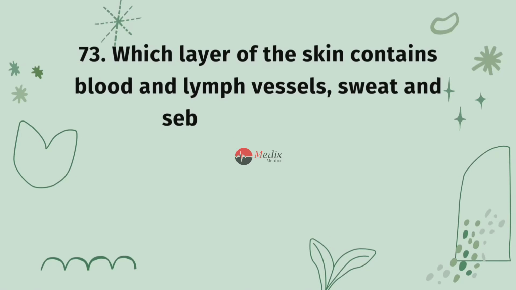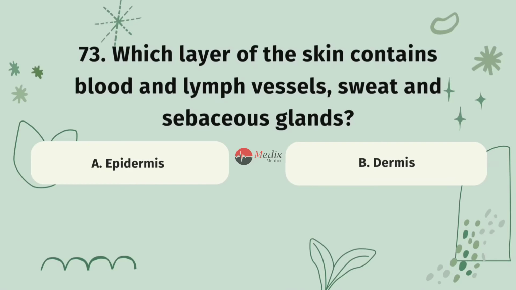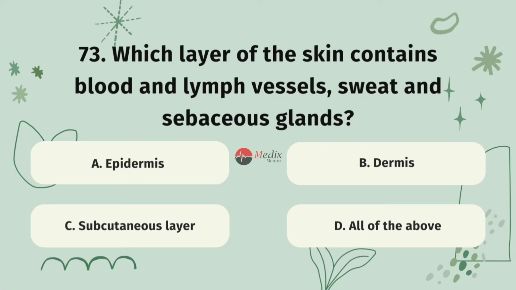Question 73. Which layer of the skin contains blood and lymph vessels, sweat, and sebaceous glands? Option A, epidermis. Option B, dermis. Option C, subcutaneous layer. Option D, all of the above. The correct answer is B.